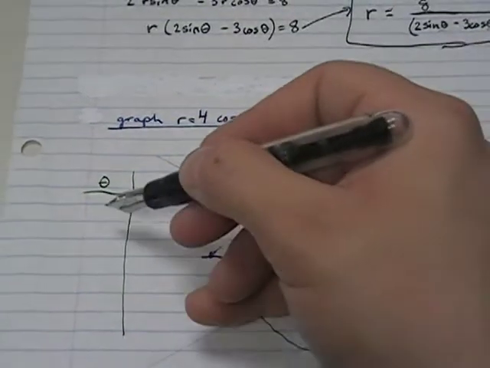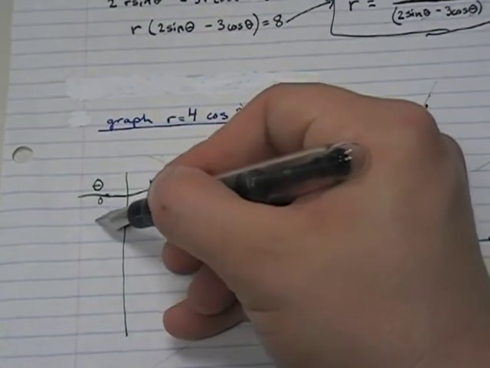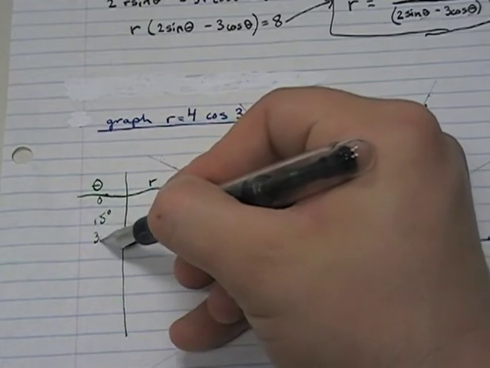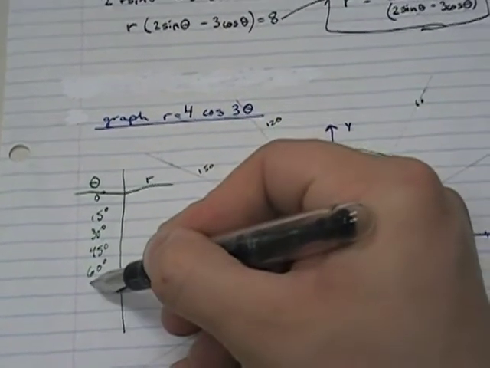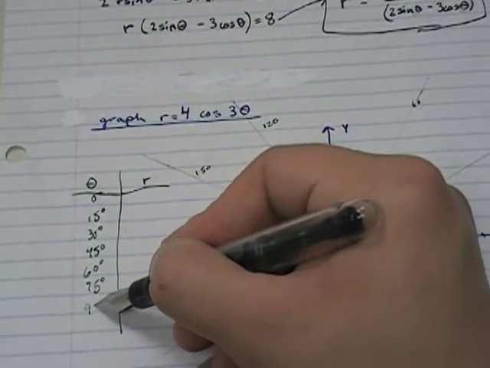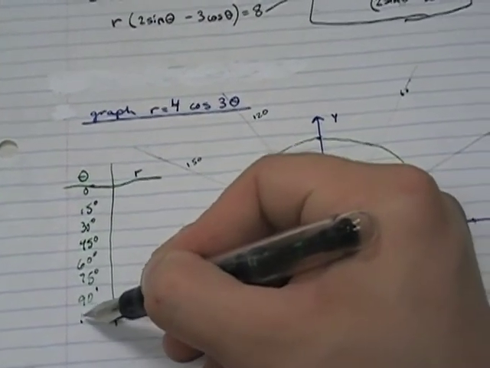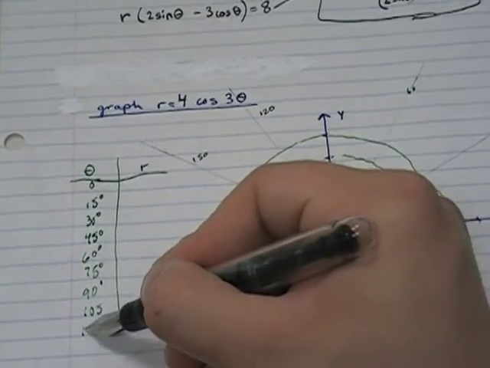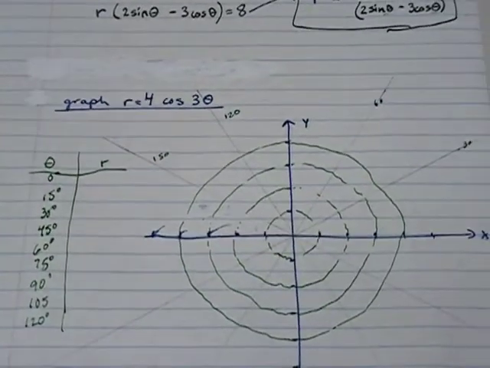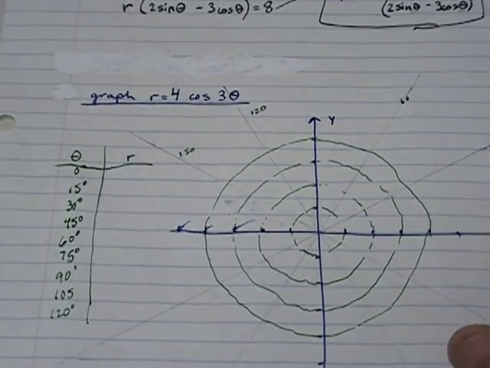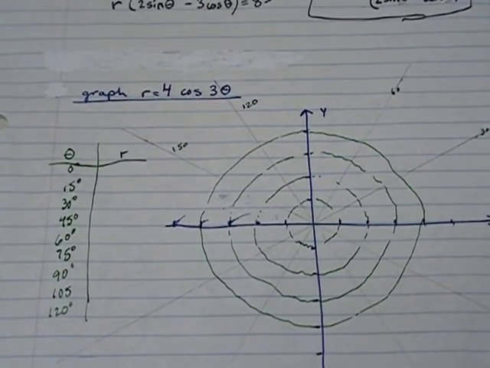So I'm going to start theta at 0 degrees, 15 degrees, 30 degrees, 45 degrees, 60 degrees, 75 degrees, 90 degrees, 105, 120, and I'm not going to go all the way to 360 because this gets very, very tedious. This is the reason you don't want to do these by hand.